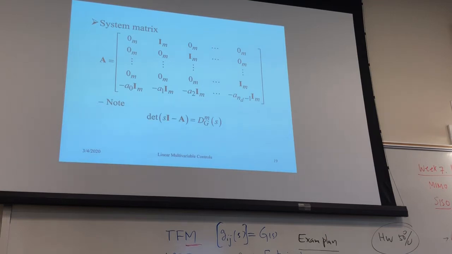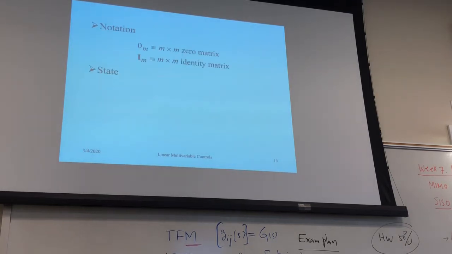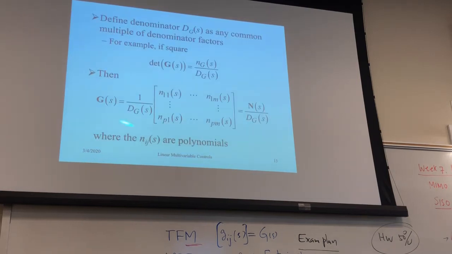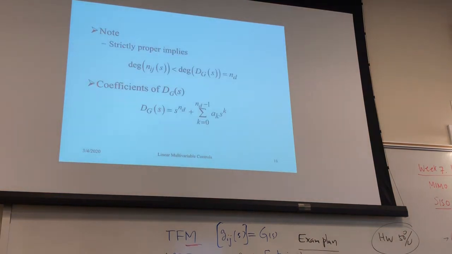So in this case, we do the determinant. We're going to have that the determinant of sI minus A will be this polynomial. I think this is clear. Let me go back and show you what's going on here. You should have remembered this. So a is a monic polynomial with coefficients like this going down, a nd minus 1 until a0. And this dg is a common denominator here, and this is a polynomial here. So basically, this is a p by m matrix, and this is a scalar. Dg is a scalar polynomial, 1 by 1.